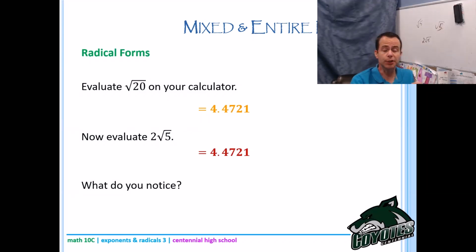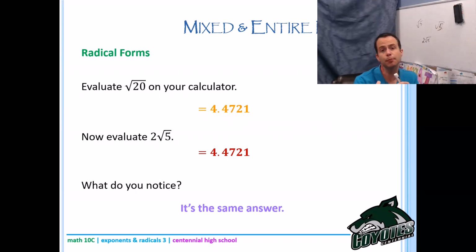So that should get you excited to say, root 20 and 2 root 5 must be the exact same thing. Now, if they're the exact same thing, there must be a way to convert between those two forms, between an entire radical and a mixed radical. And that's what a lot of today is going to be about, learning how to convert between those two forms. Much like in junior high, you learned how to convert from a mixed fraction to an improper fraction, or vice versa.